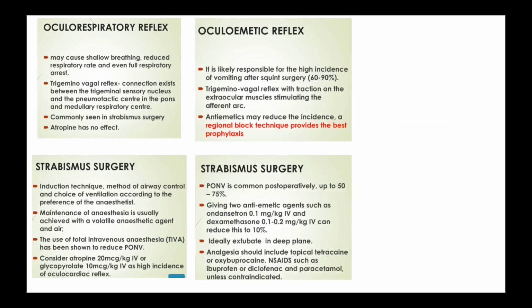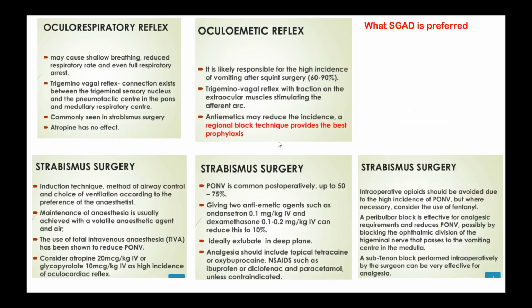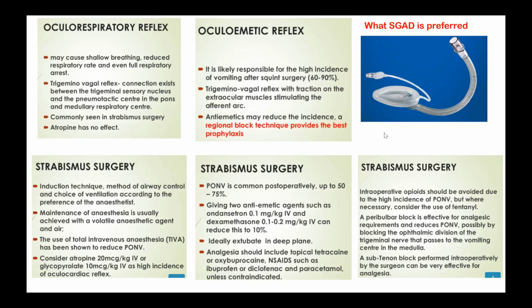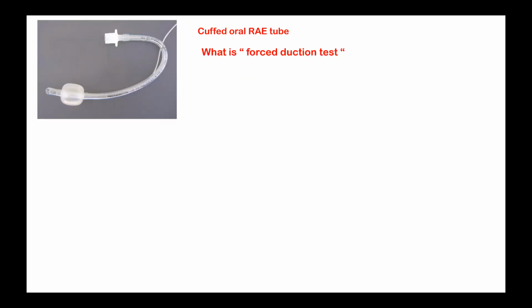And of course, there are other reflexes, called oculorespiratory, and that is not very important. They ask which supraglottic airway is preferred for strabismus surgery: the flexometallic LMA. This is not a normal LMA, this is a flexometallic LMA. It can be bent like that. Or you can use the RAE tube. If you are planning to intubate, the tube of choice for strabismus surgery is the oral RAE tube, and this is the cuffed tube.